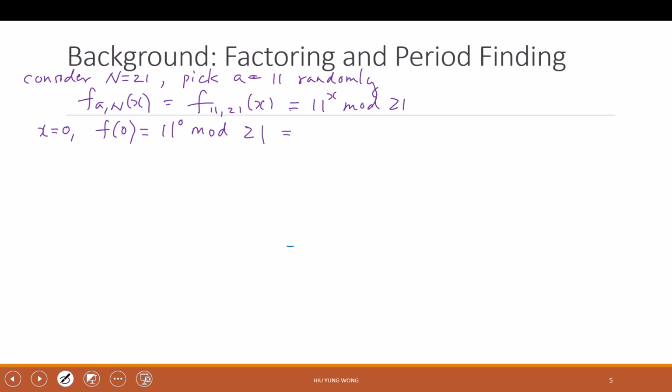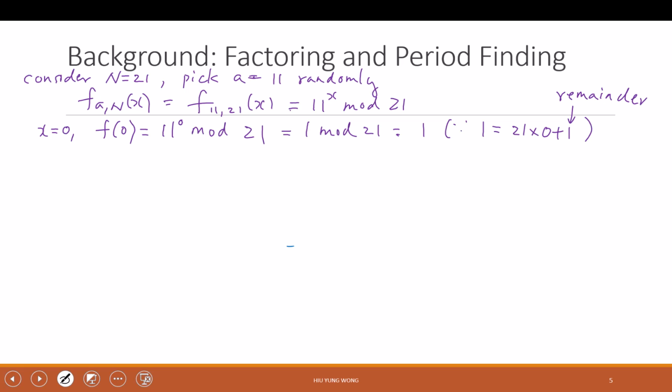Do you agree? Because 11 to the 0 is just 1, mod 21, right? So 1 divided by 21, of course, not divisible. So the remainder is 1. The quotient is 0, right? 1 equals 0 times 21 plus 1, because 1 equals 21 times 0 plus 1. So this is the remainder. Is this clear for this step?